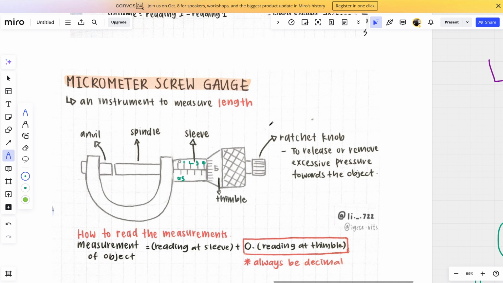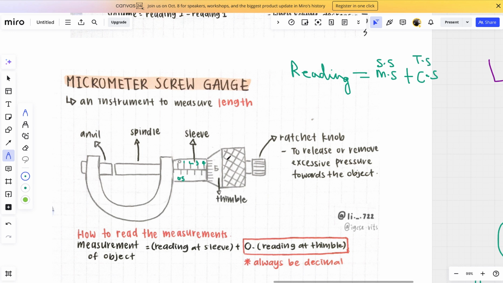So how do we read the sleeve scale reading? To read the micrometer is to add the two scales. We have to add the main scale. Reading is equal to MS, which means main scale or sleeve scale, plus thimble scale. Or you can say SS, sleeve scale, plus thimble scale or circular scale. So you add.